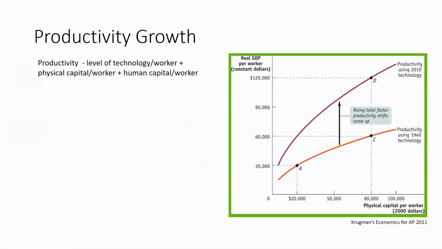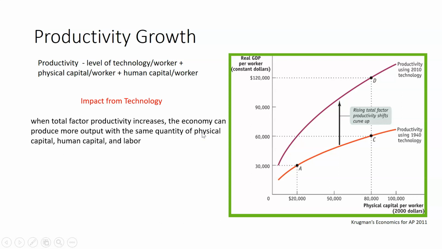And so how can we shift up the productivity when we're utilizing the physical capital per worker, the technology per worker, and the human capital per worker? The major impact in being able to shift this up is with technology. You can see here that when you compare technology from 1940 to technology in 2010, how much the productivity has increased. And that is a major catalyst.